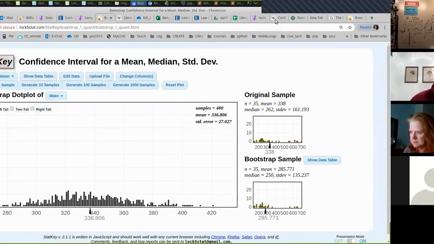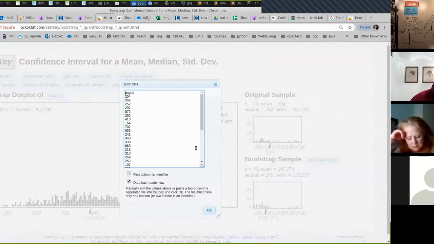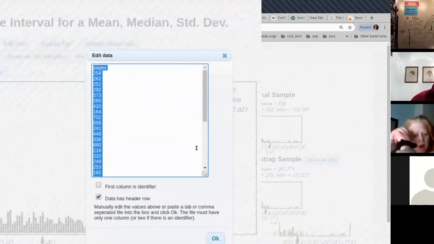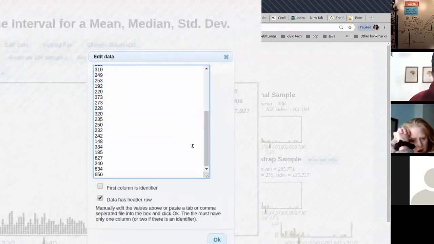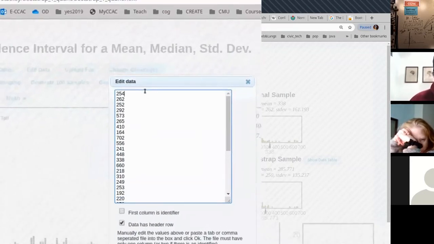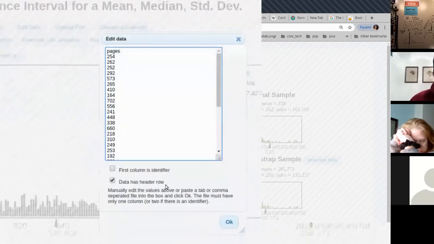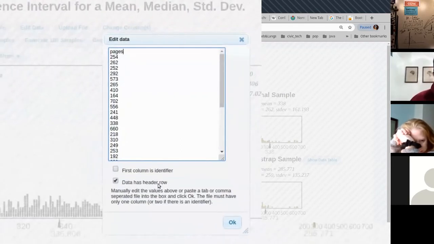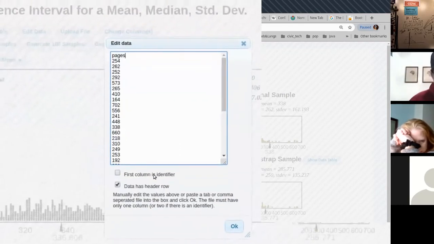So here I am in edit data. And I'm going to put in all that data. And if I type the word pages at the top, that will give me a header row, in which case I will have this button checked. It's a single column of data, so I will uncheck that the first column is an identifier.